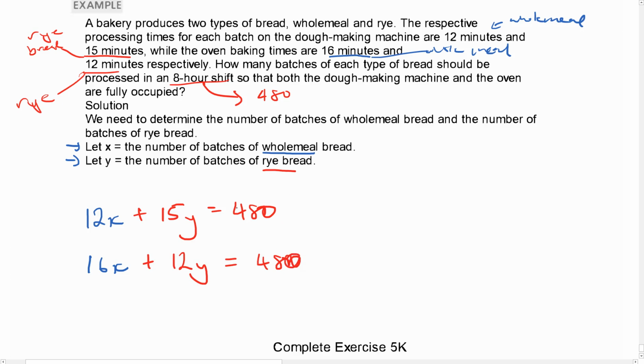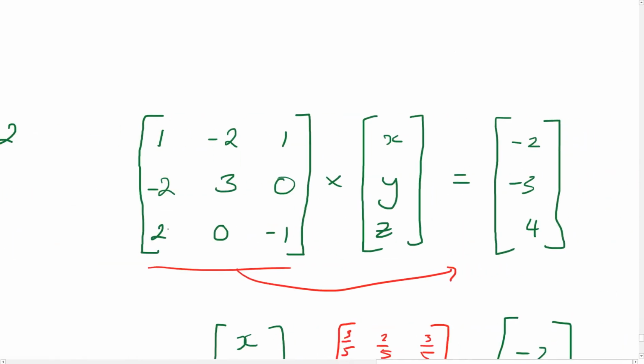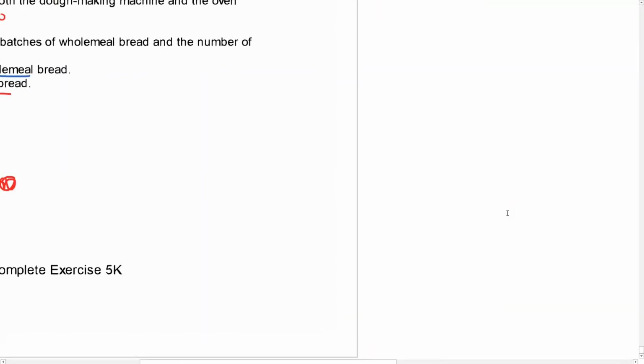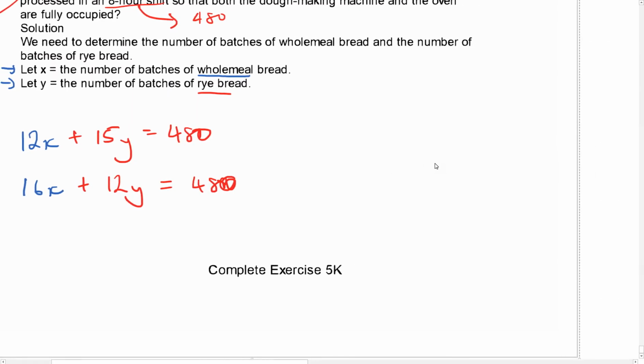Now you can see here I've got my two equations. I think the trickiest part of any question like this is actually coming up with the equation, because doing the process to get the answer is pretty easy because it's the same thing. Break it up into the number matrix, the letter matrix, and the answer matrix.